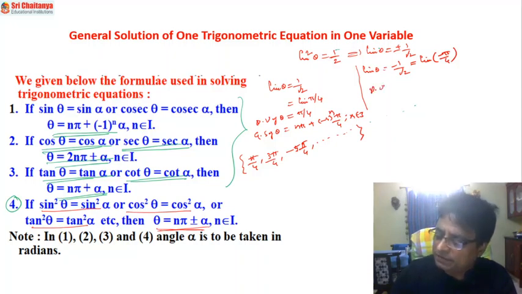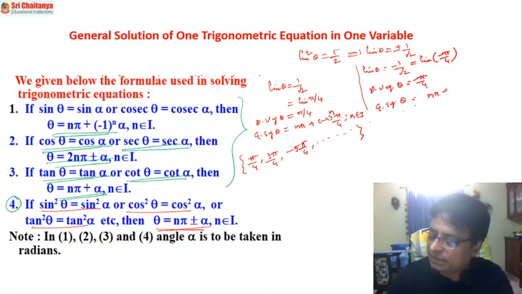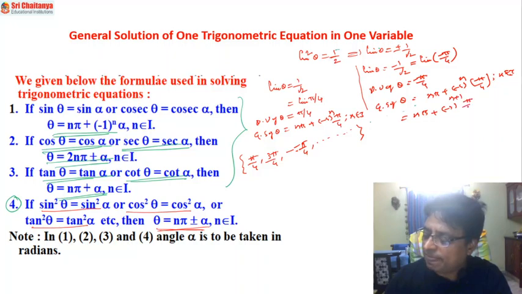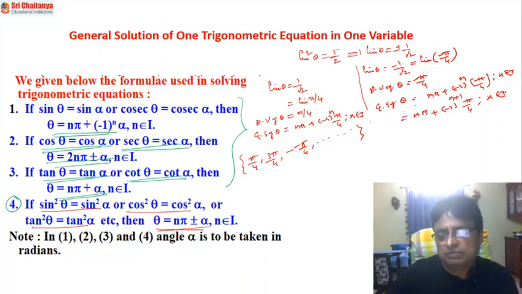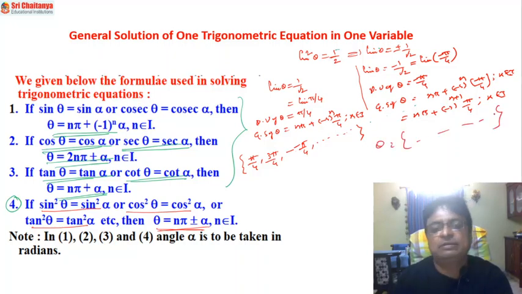And here my PV of theta is equal to what? Minus pi by 4. So what is my GS of theta? General solution of theta is n pi plus minus 1 whole power n into minus pi by 4, where n is an integer. So this again I can write as n pi plus minus 1 whole power n plus 1 pi by 4, where n is an integer. Again, if I substitute the values for n, 0, 1, 2, 3, 4, 5, or minus 1, minus 2, minus 3, minus 4, I will get another set of values for theta, infinitely many values.